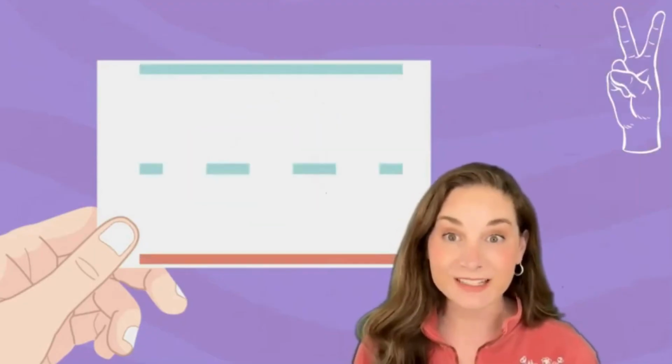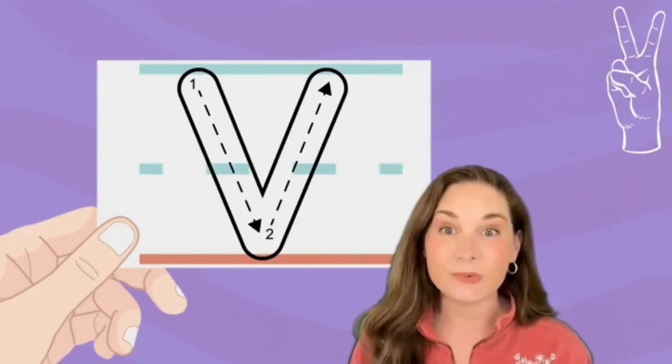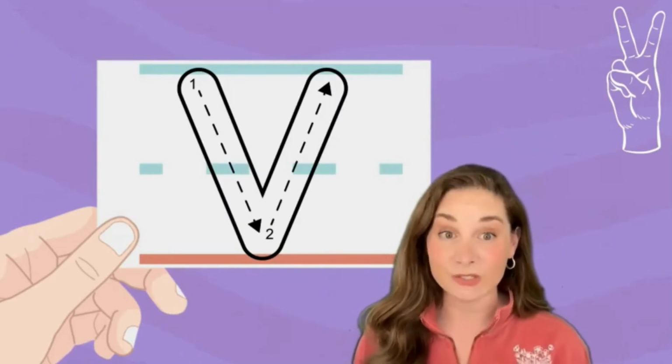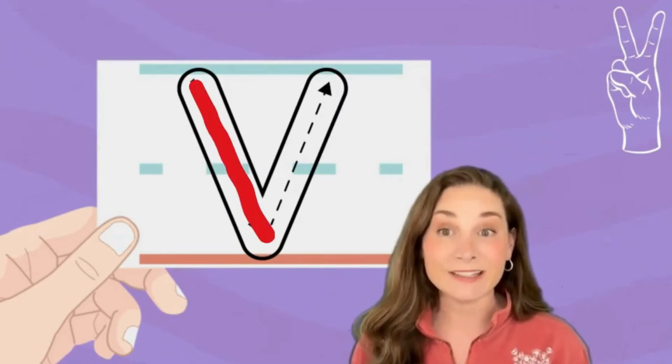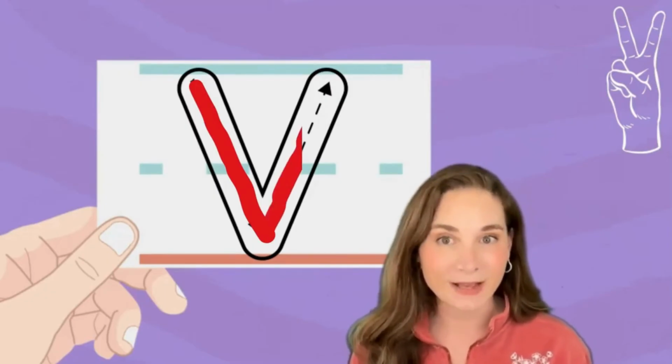Please write the letter that makes the sound V. This is how you write the letter V. You start at the top, do a slanted line down to the bottom. Then from that bottom, you do a slanted line back up to the top.